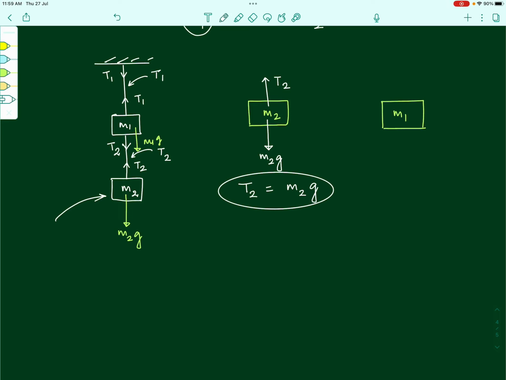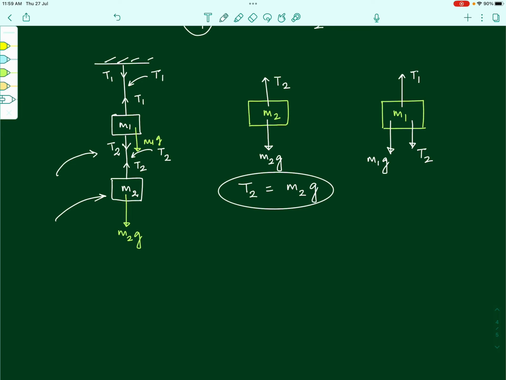Now let's do something similar for the block M1. First we'll draw the free body diagram. So on M1 there are more than two forces. If you look at it carefully, on M1 there is a force of gravity, which is M1G. Then the force of tension T1 acting upward from the upper string. And look at this carefully, there is a force T2 also acting on M1 but in the downward direction. Yes, this force, because the lower string will be pulling M1 towards itself, the upper string will be pulling M1 towards itself. So this is how the two tensions act on M1.